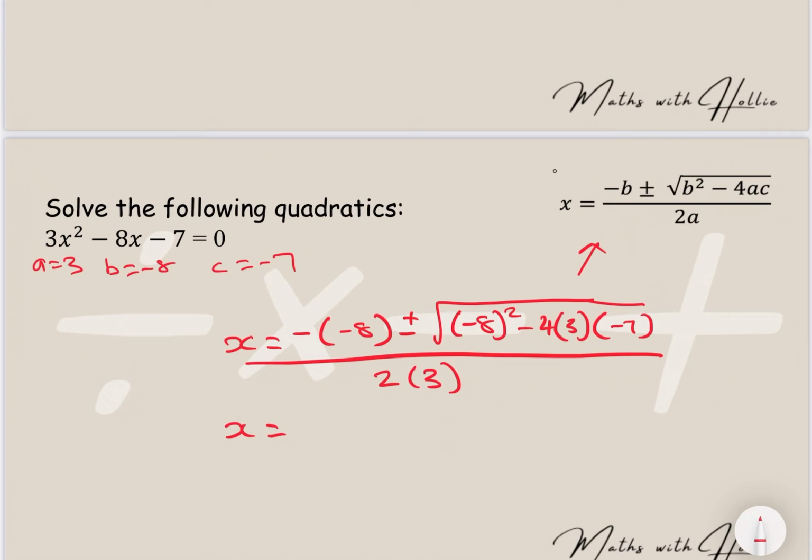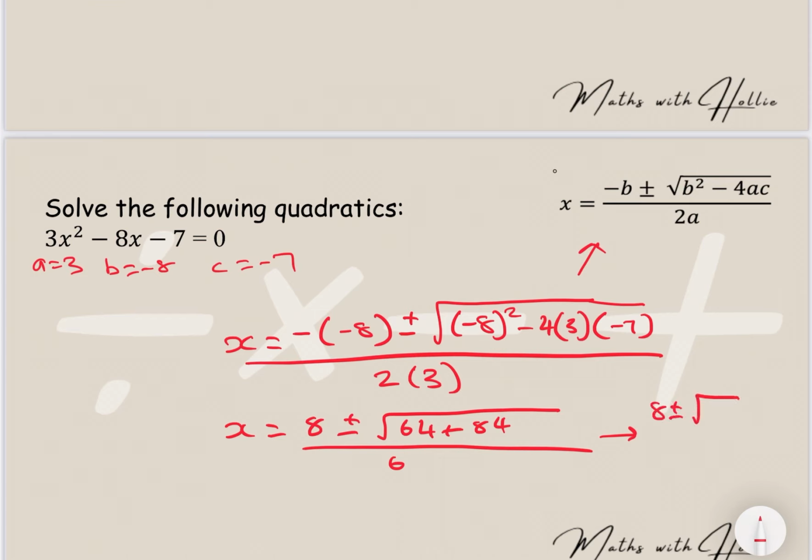So negative 8 becomes positive 8, plus or minus. Negative 8 squared is 64. And negative 4 times 3 times negative 7 is 84. And then 2 times 3 is 6. Again, if you want to simplify that a little bit further, you're going to have 8 plus or minus the square root of 148, and the denominator is 6.